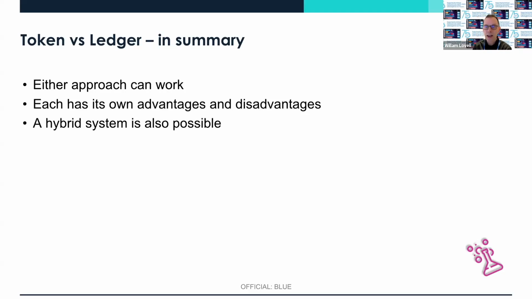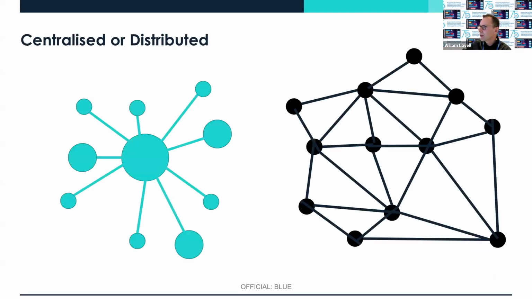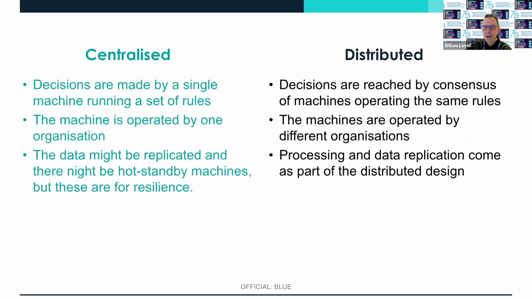What I want to look at next is centralized and distributed systems. So let's take a look at that. I think I stole that graphic from somewhere. So quickly, I think we should go for some definitions. In a centralized system, decisions are made by a single machine that is running a set of rules. This is typically how a payment system, like the CHAPS system, works. And the machine is operated by one organization.